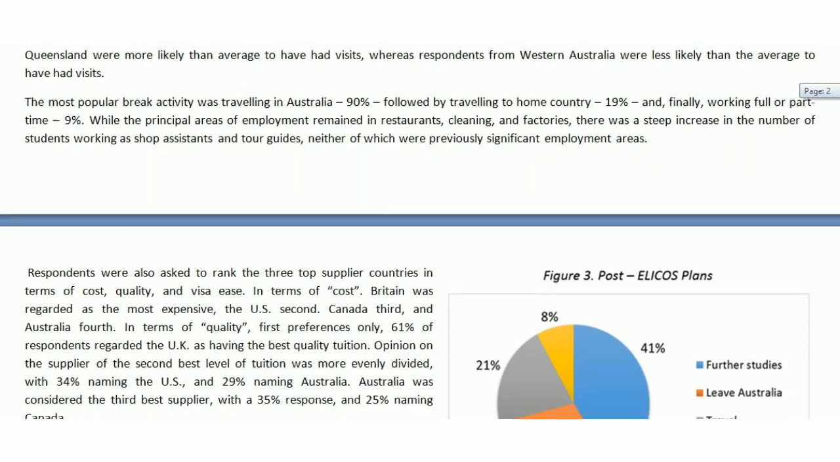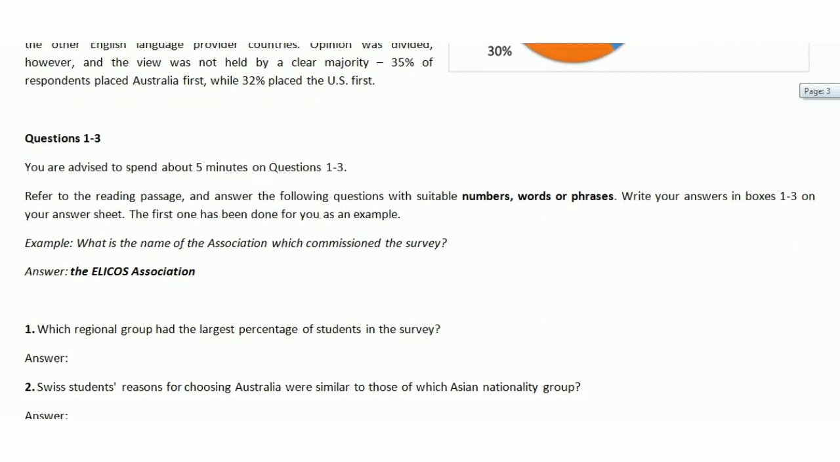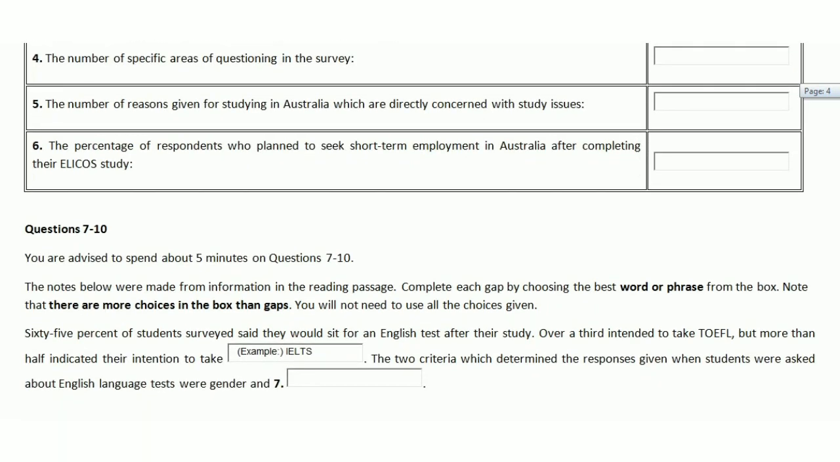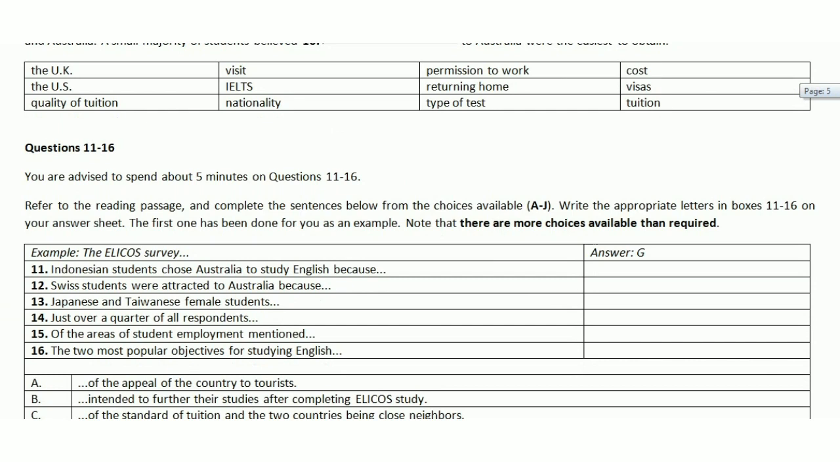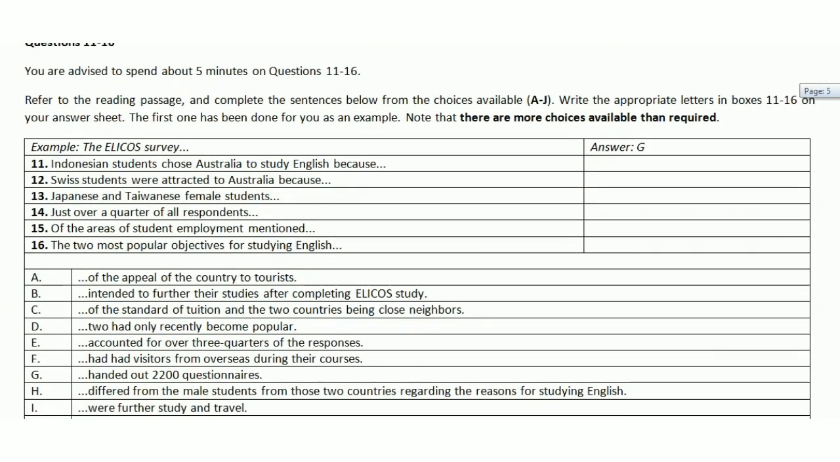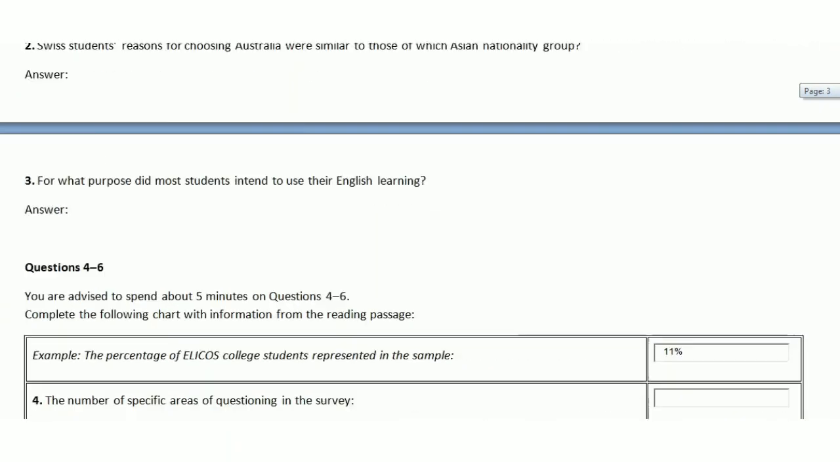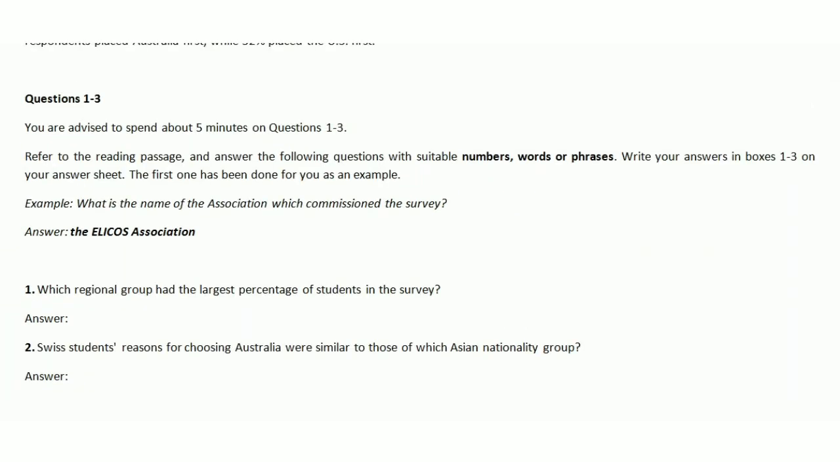Okay, so all this is the reading passage. Here come the questions. Questions 1 to 3, and then 4 to 6, and then 7 to 10, and then, oh my god, there are a total of 16 questions in this passage. So we are gonna answer all these 16 questions along with their locations. Yes, we are gonna find out from where these answers came. So why waste time? Let's begin.